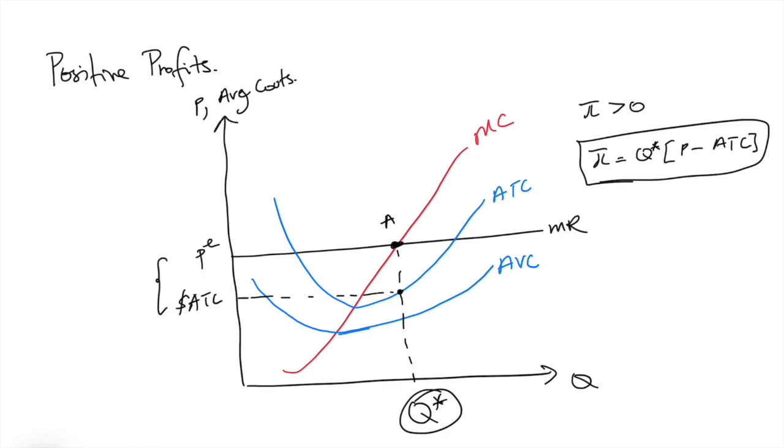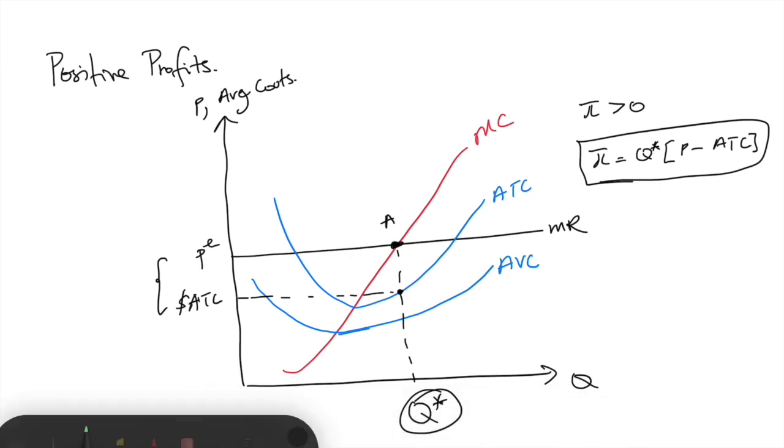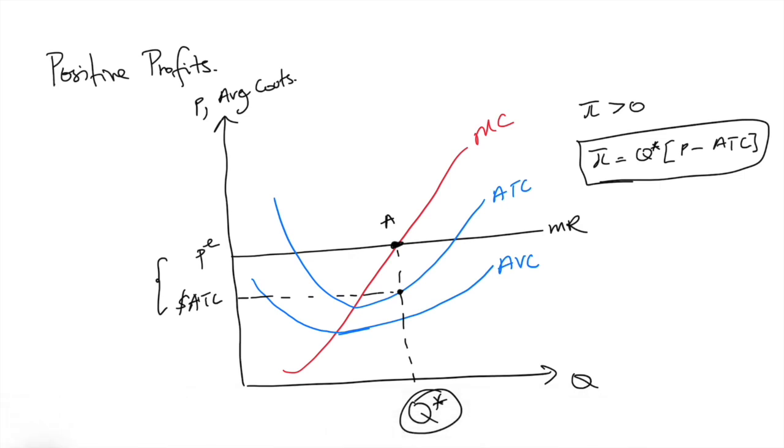Oh, do you notice how price is above average total cost? Price is bigger, and so this difference is going to be a positive number, which is why our profits are positive here. So can I shade that profit area? Of course I can. The height will be PE minus ATC, and the base will be from 0 to Q star. So here I go, shading it. There we go. So this green shaded area is profit.